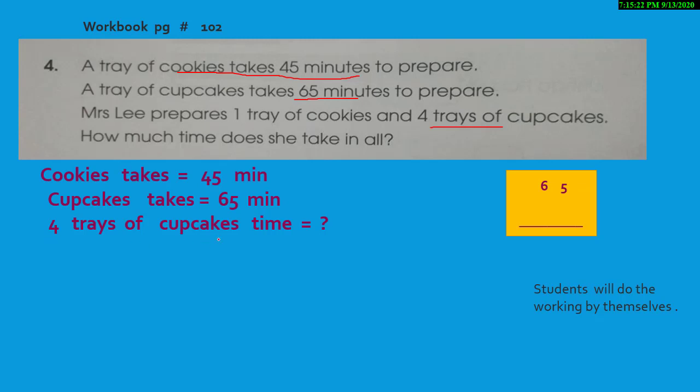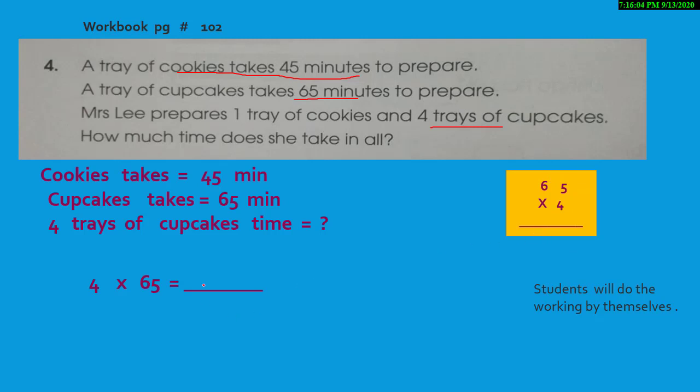So to find out the four trays of cupcakes, rather than adding 65 plus 65 again and again, it's better that we use the repeated addition method, that is multiplication. So you will simply write 4 multiplied by 65 as your total timing. You will multiply 65 by 4. Okay, over here I just mentioned a point for you as well. I'm not going to solve the working of this word problem. You will multiply by yourself and find out the answer over here.